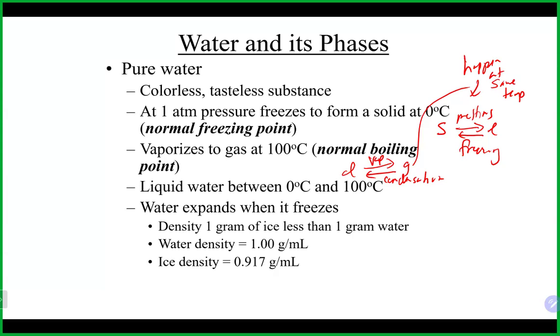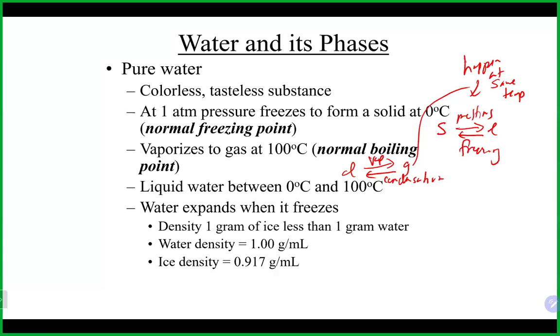One of the unusual properties of water is that water in its solid state is actually less dense than water in its liquid state. And that's unusual for a lot of substances. For a lot of substances it's the opposite. In their solid state, they are more dense than in their liquid state.